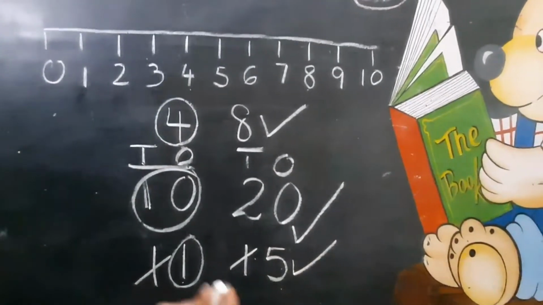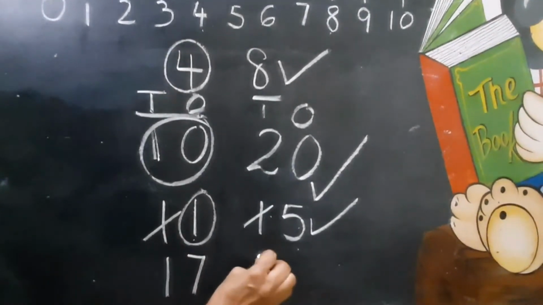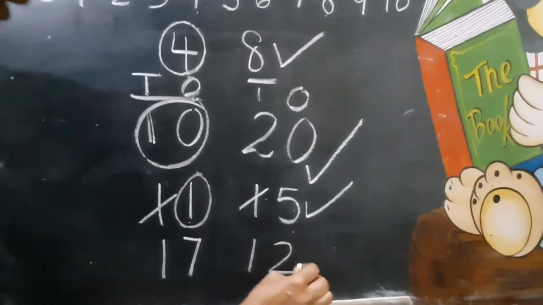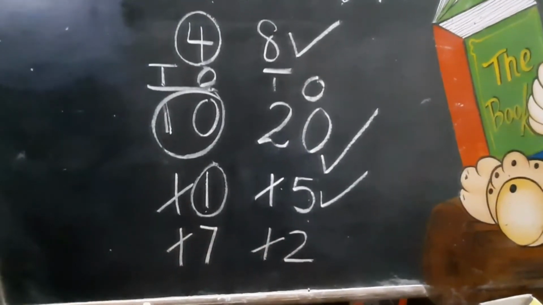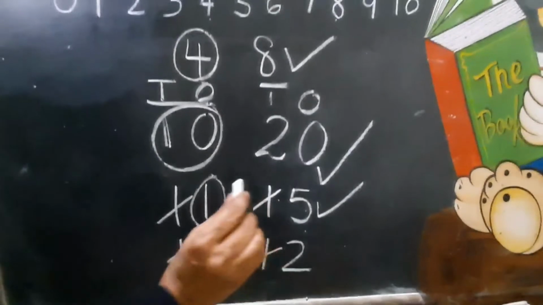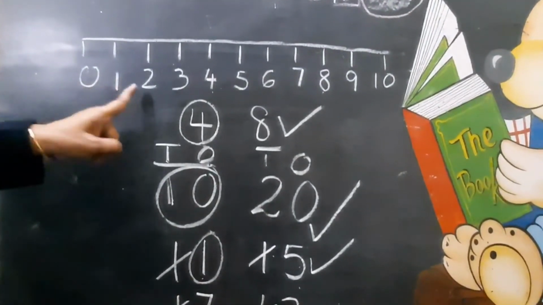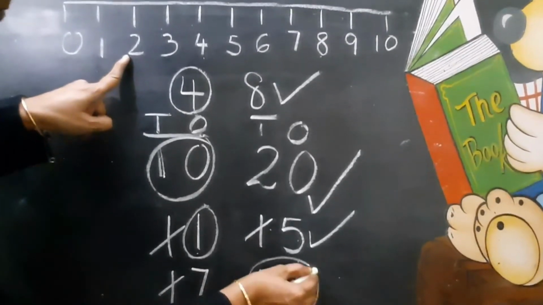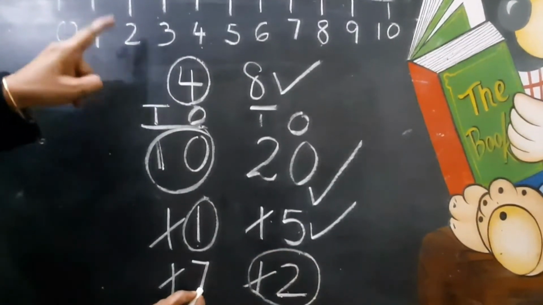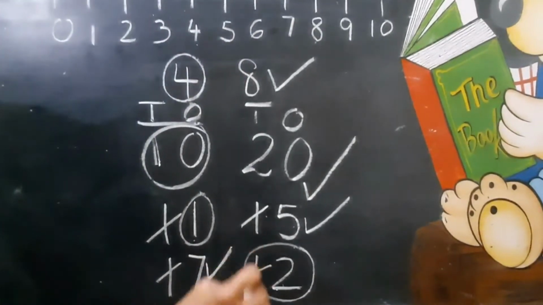I give you one more example. Suppose 17 and 12. See, both are the same in the tens group. Now we check the ones group. This is 2 and this is 7. 2 comes first, that's why 2 is a smaller number, and 7 comes after. So 7 is a greater number.